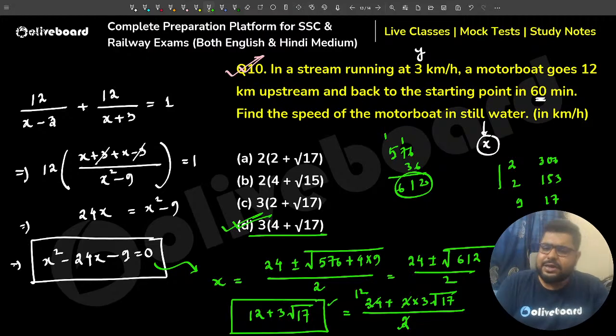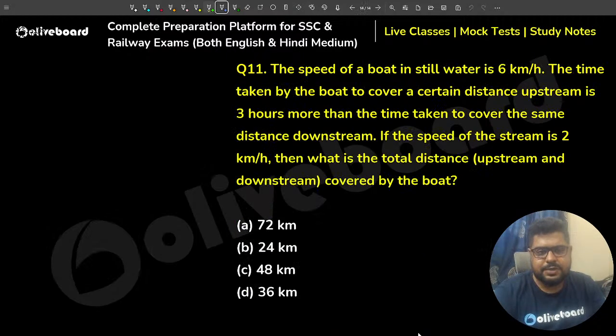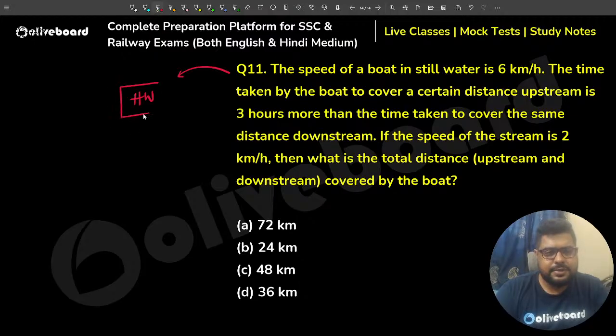A little on the trickier side, purely because of the calculations, nothing else. Right? So these were the questions that I wanted to discuss. Again, today also I'll give you a homework question, which is this one. This will be your homework question for today, which we'll discuss in the next week's class.